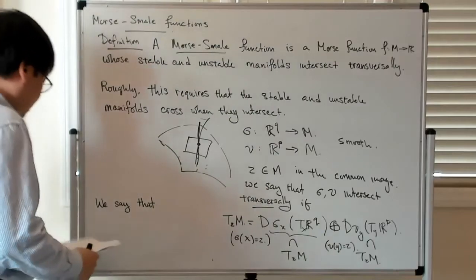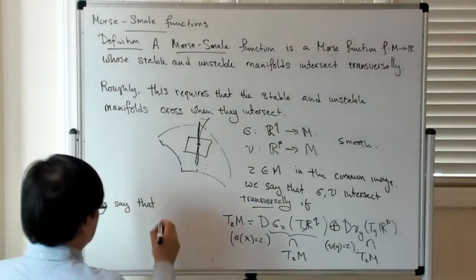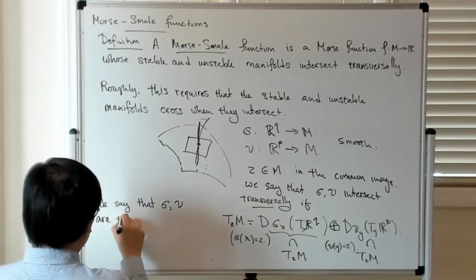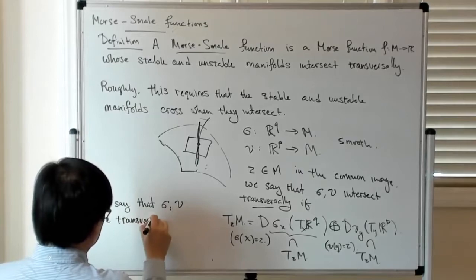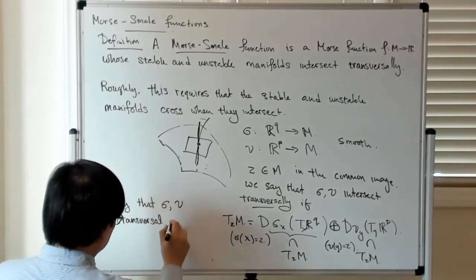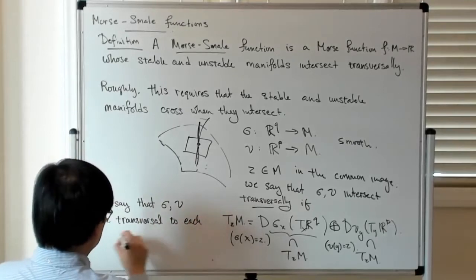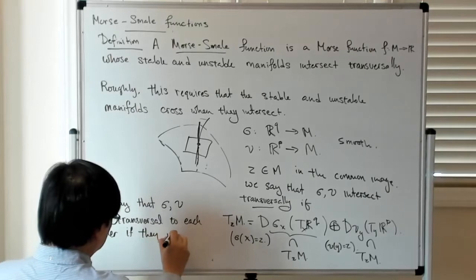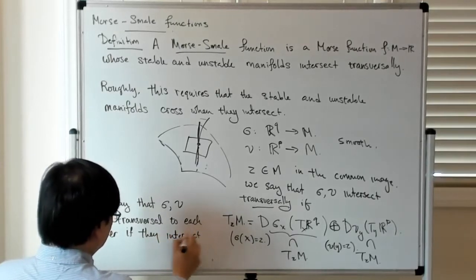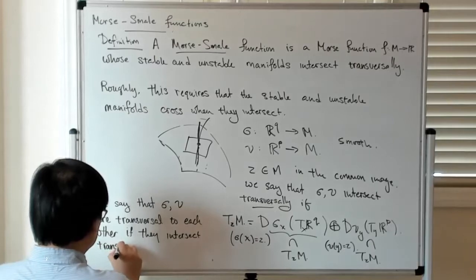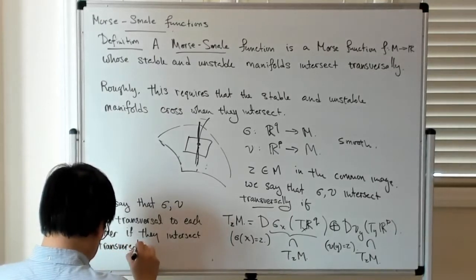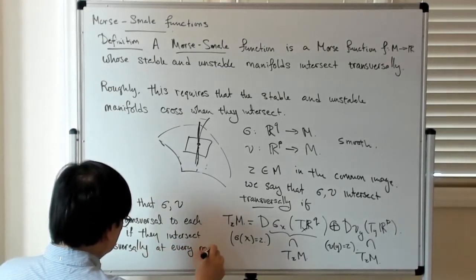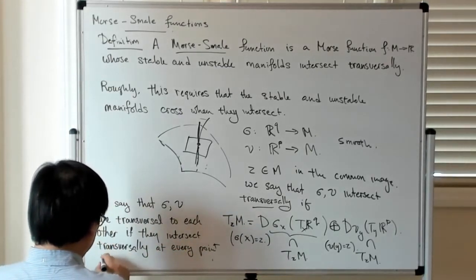So anyway, we say that sigma and nu are transversal to each other if they intersect transversally at every point in their common image.